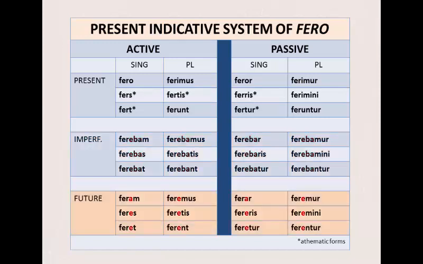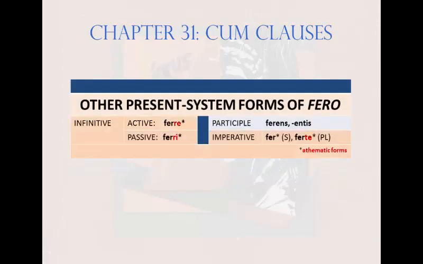The future? Behold, the E and A in the first person singular you'd expect in a third conjugation verb. Nothing new to learn here. And the other forms in the present system? The infinitives are athematic, ferre active, ferri passive, as are the imperatives, fer and ferte. Remember fer? It was mentioned in chapter 8, with the three other verbs which have athematic imperative singulars, dic, duc, and fac. But the present participle, ferens, has picked up a thematic vowel. Ferns, ferntis? No way, that's un-Roman.